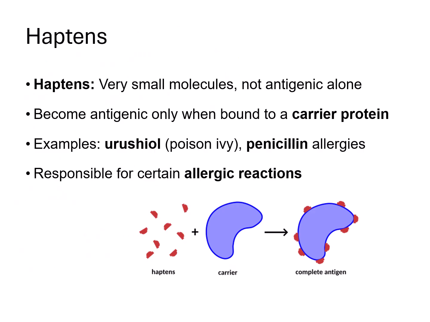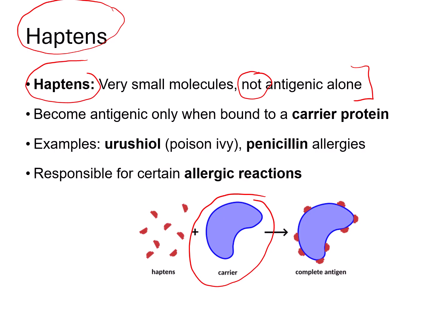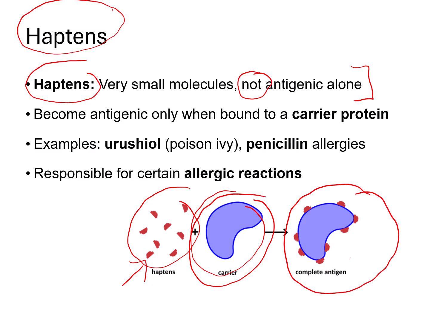We also have molecules called haptens, and these are very, very small molecules that are not antigenic when they're alone. They can only trigger an immune response when they're bound to a larger carrier protein. So examples of haptens include urushiol from poison ivy, which can cause contact dermatitis, or penicillin, which can cause severe allergic reactions in some individuals. And these responses occur because the hapten protein combination becomes a recognizable antigen.